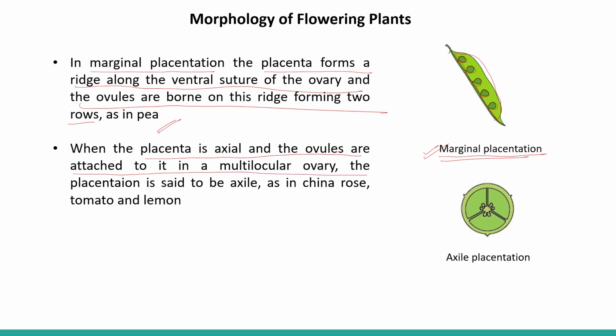In axial placentation, the placenta is axial and the ovules are attached to it in a multilocular ovary. So here it is the axis, and they form chambers, or locules, and inside the locules the ovules are attached to the central axis. So this is called axial placentation and it is found in China rose, tomato, and lemon.